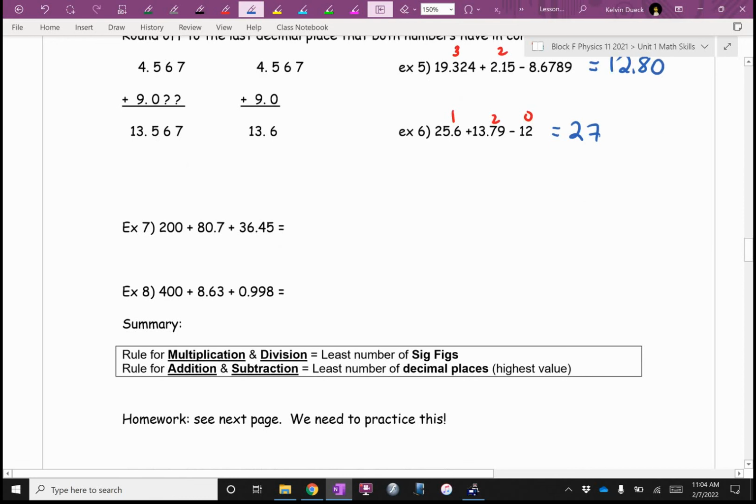Try the next 2 on your own. I'll do them up here. You can look up if you get stuck. Seven is a bit of a curveball.